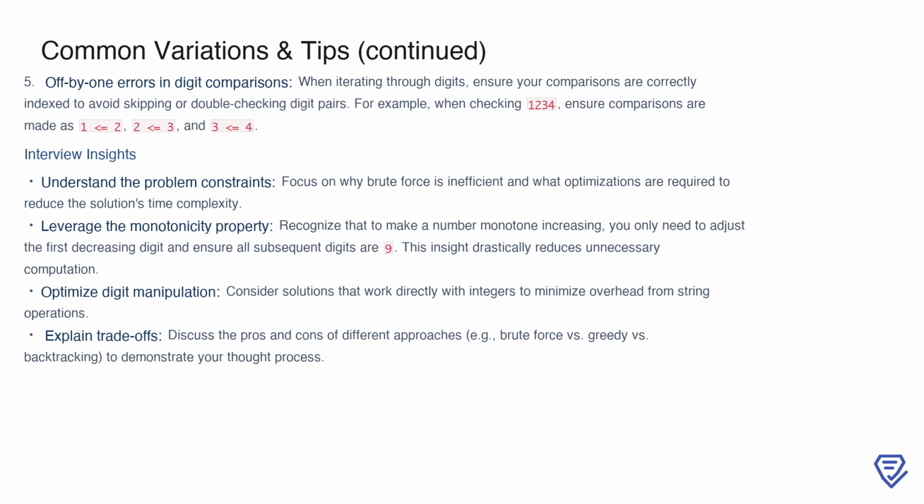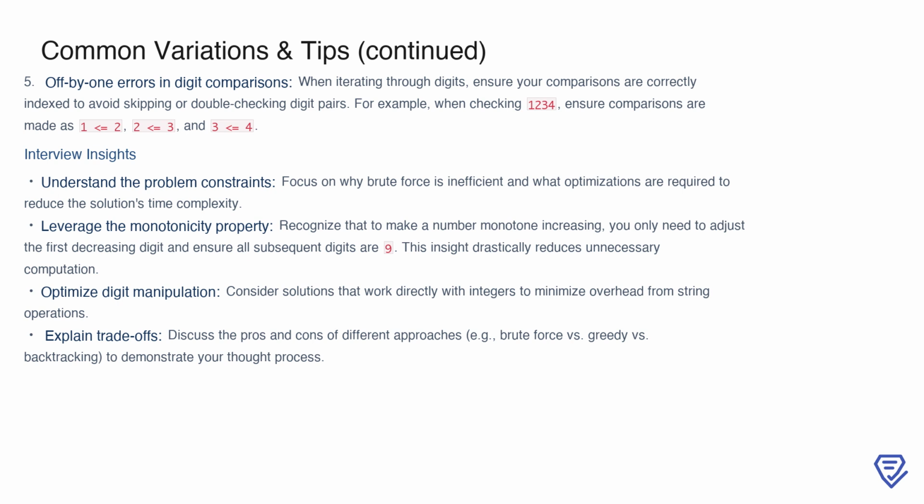When iterating through the digits of a number, ensure that each pair of digits is compared correctly without skipping or overlapping. For example, in the number 1234, you need to verify that 1 is less than or equal to 2, 2 is less than or equal to 3, and 3 is less than or equal to 4. Misaligning these comparisons can lead to incorrect results.